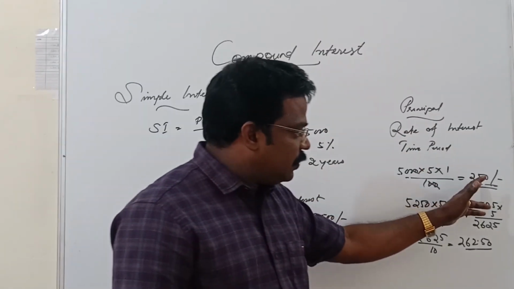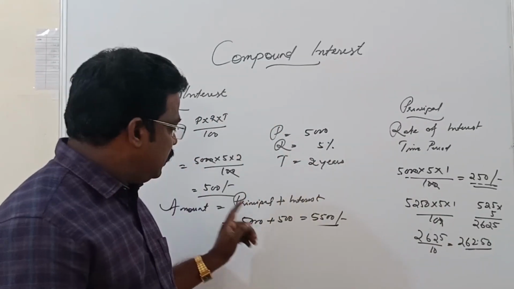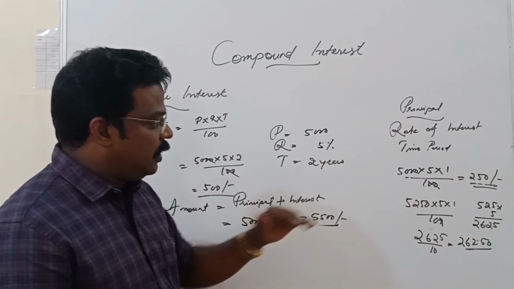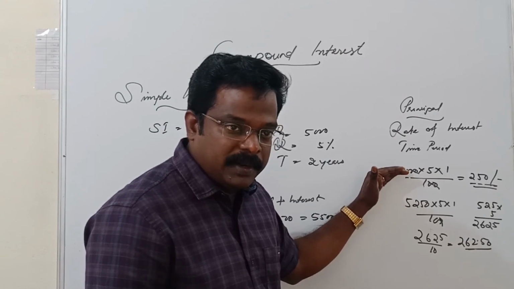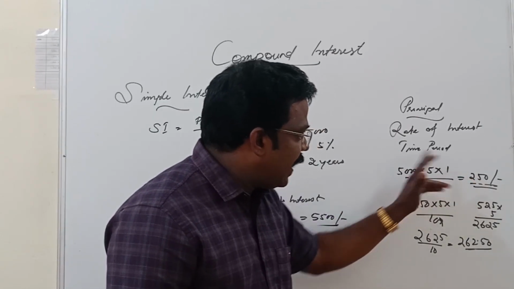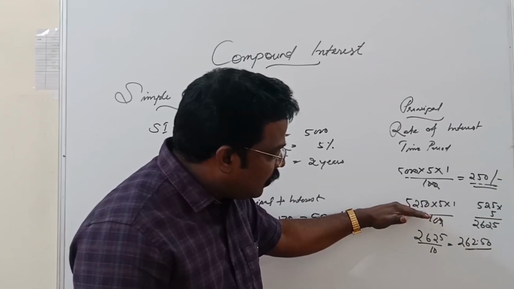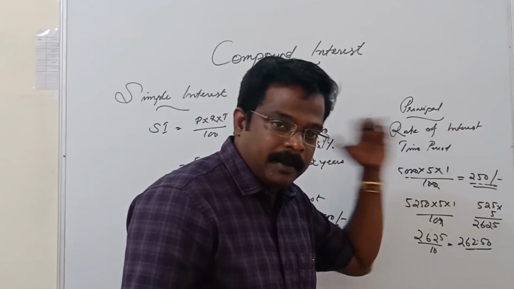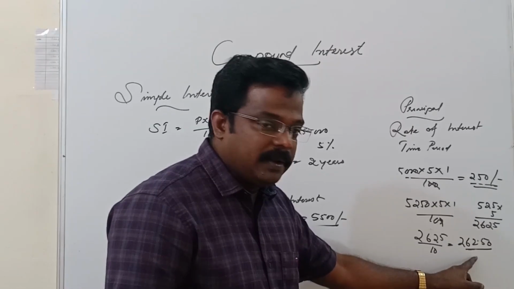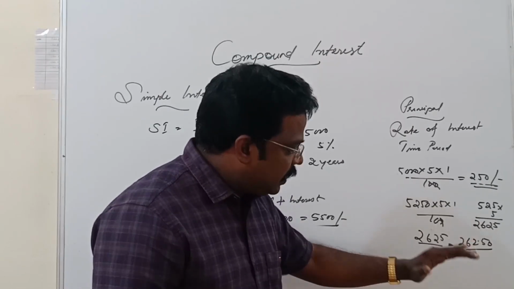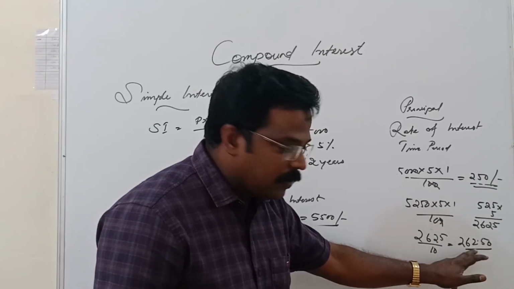So in simple interest, every year the same interest. First year 250, next year also 250, the total was 500. But when we calculate in compound interest, first year's 250 we will add with the principal, then we will get 5250. That will be the principal for the coming year. Then the interest will change. Then next year again these two amounts we want to add.